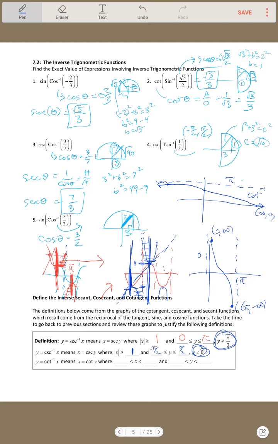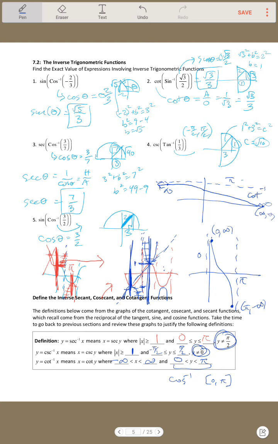Which means if this is your graph, notice how the domain restriction and the range actually get restricted. The range goes from 0 all the way to pi. 0 to pi. And then the x values, you can see, go all the way from negative infinity to infinity. Okay? So, cotangent is a little bit interesting. Because it has the restriction from 0 to pi, you almost think of it like having the cosine inverse restriction from 0 to pi as well.